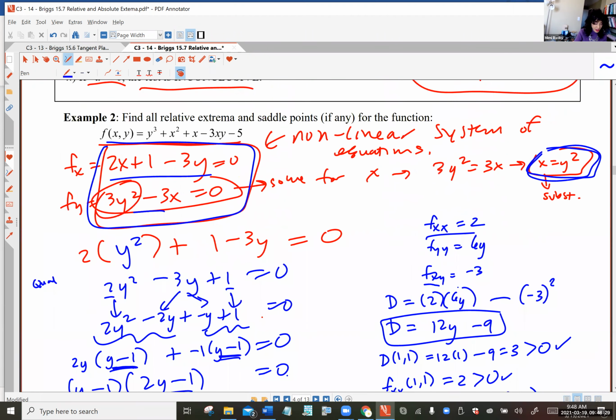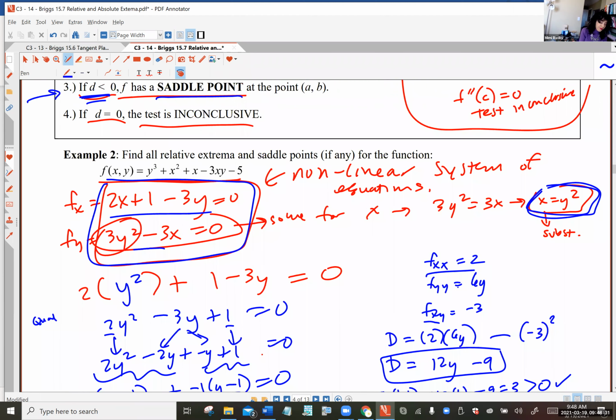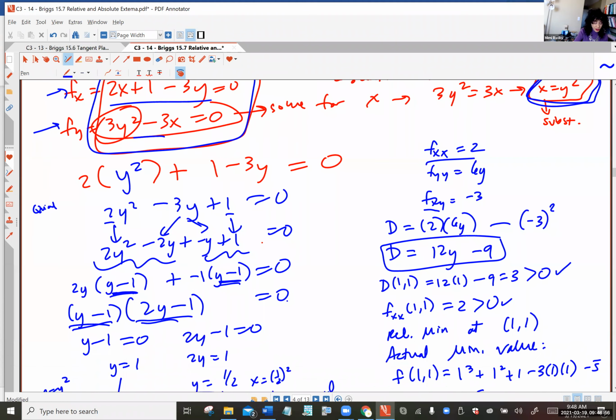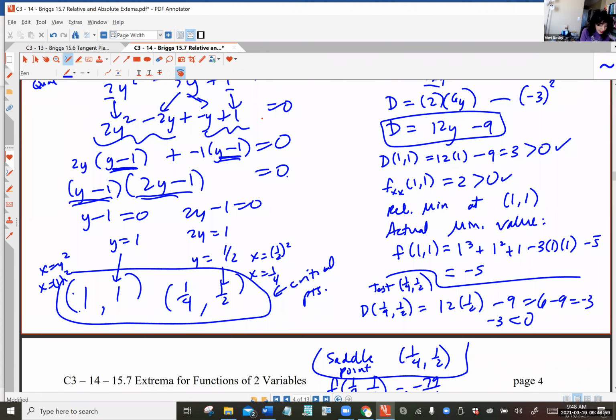Yay. So let's recap. When you're being asked to find relative extrema and saddle points, if any, for some function of 2 variables, you're going to go through this whole process. You're going to first get your first partials, simultaneously set them equal to 0, and you get a system of equations. If you're lucky, it's a linear system. If you're not as lucky, you'll have a nonlinear one, but just use the method of substitution and get your solution or solutions. And here we got 2 solutions.